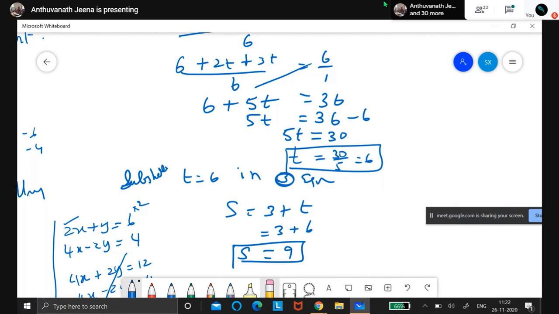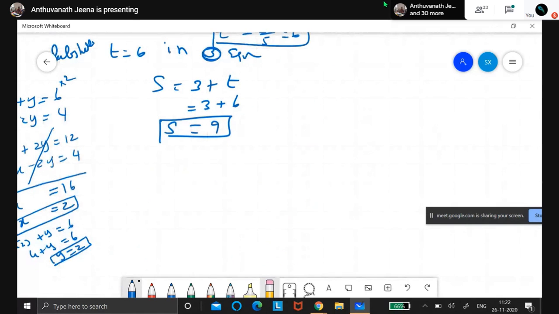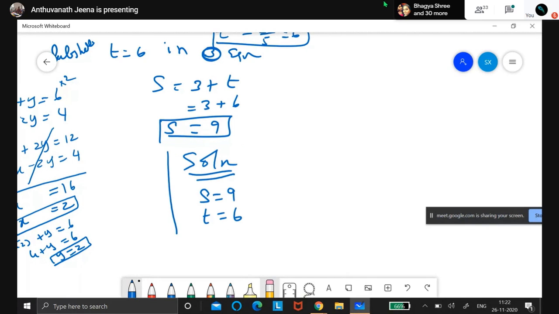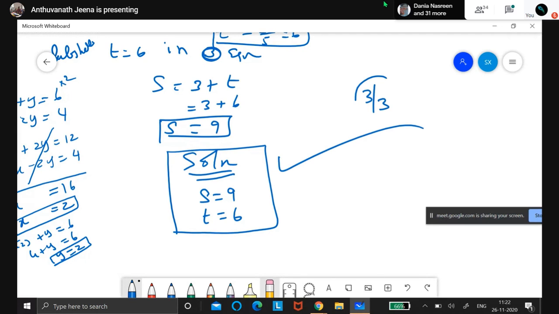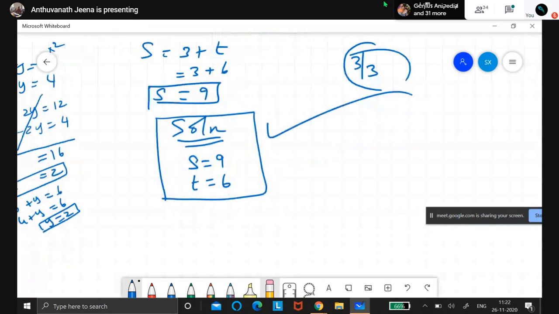So you should not stop there. Please write down the solution. Solution is S is 9, t is 6. Box it. If you box it and show, it will be nice, so that you will get full 3 marks. 3 out of 3 you will get in the exam. Okay, it's very easy, no?